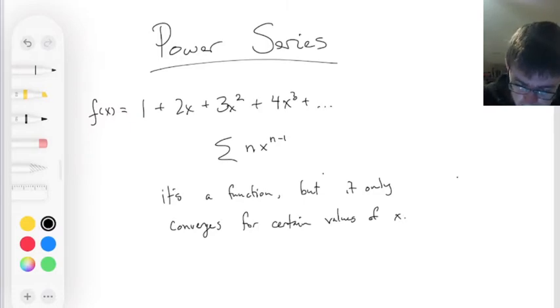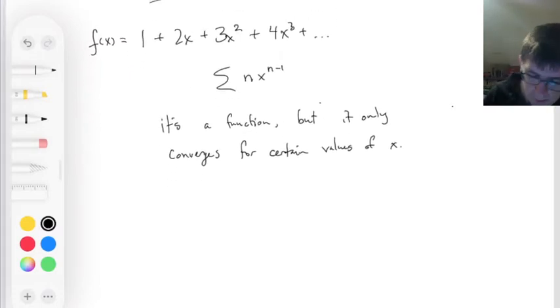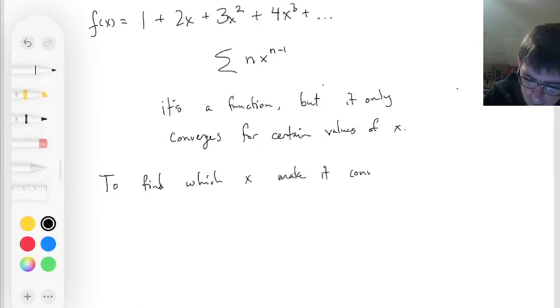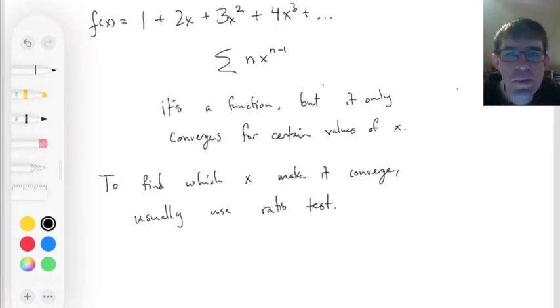Let's try one. I did one last time. Let me just, maybe I'll just say as a preface here, to find which x make it converge, we are usually going to use the ratio test. Right? The ratio test turns out to be very well suited to answering this question: for which x does a given power series converge? Here is an example.